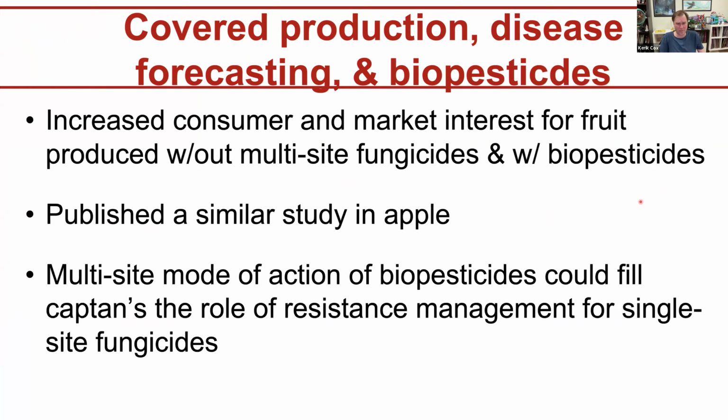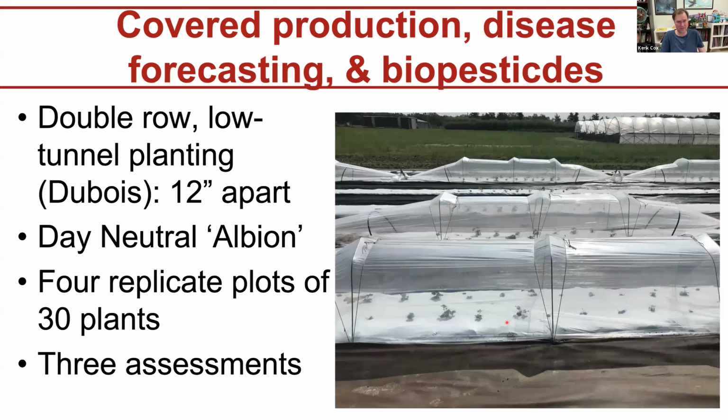We've done a lot of work in apple, and a lot of concern with getting away from Captan is the idea that you might develop fungicide resistance to some of the really fancy single-site fungicides, like a Merivon or a Switch or something really nice like that. Those have the potential to develop resistance. But the idea is maybe we could use a biopesticide's multi-site mode of action to guard against these resistance changes.